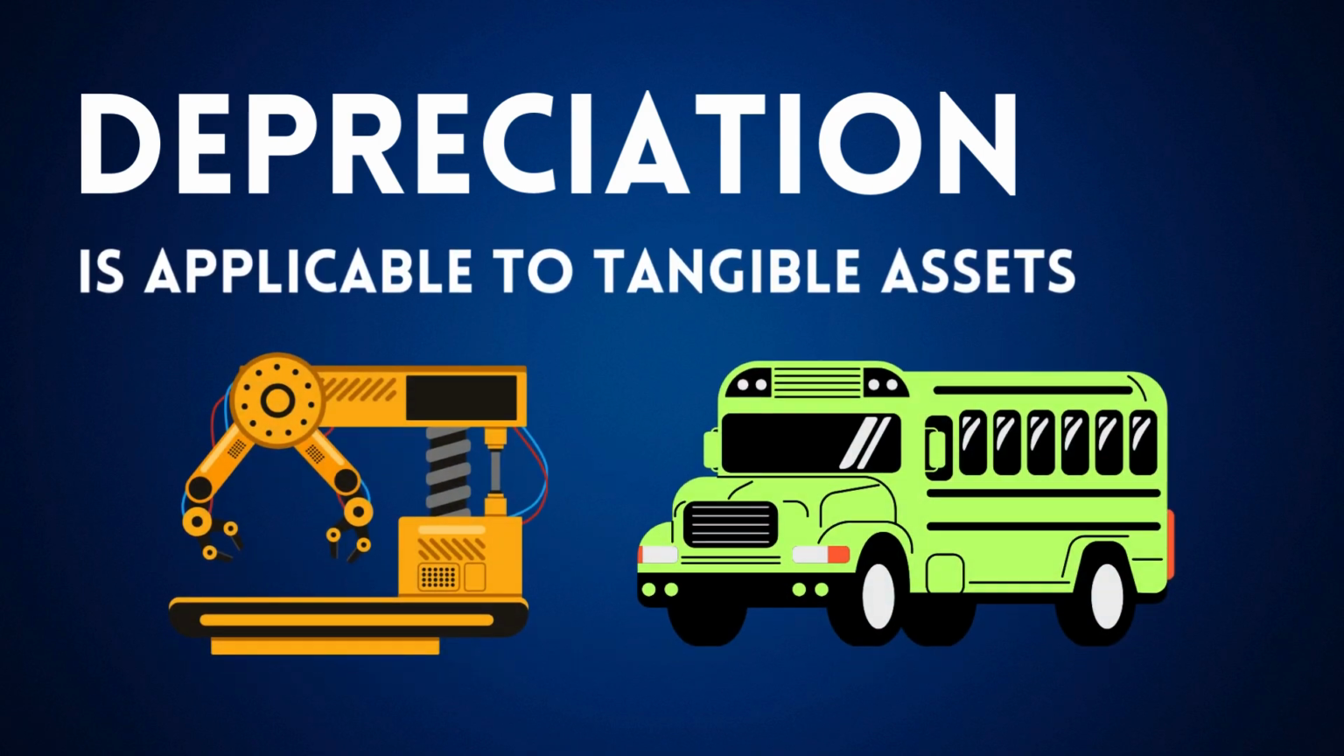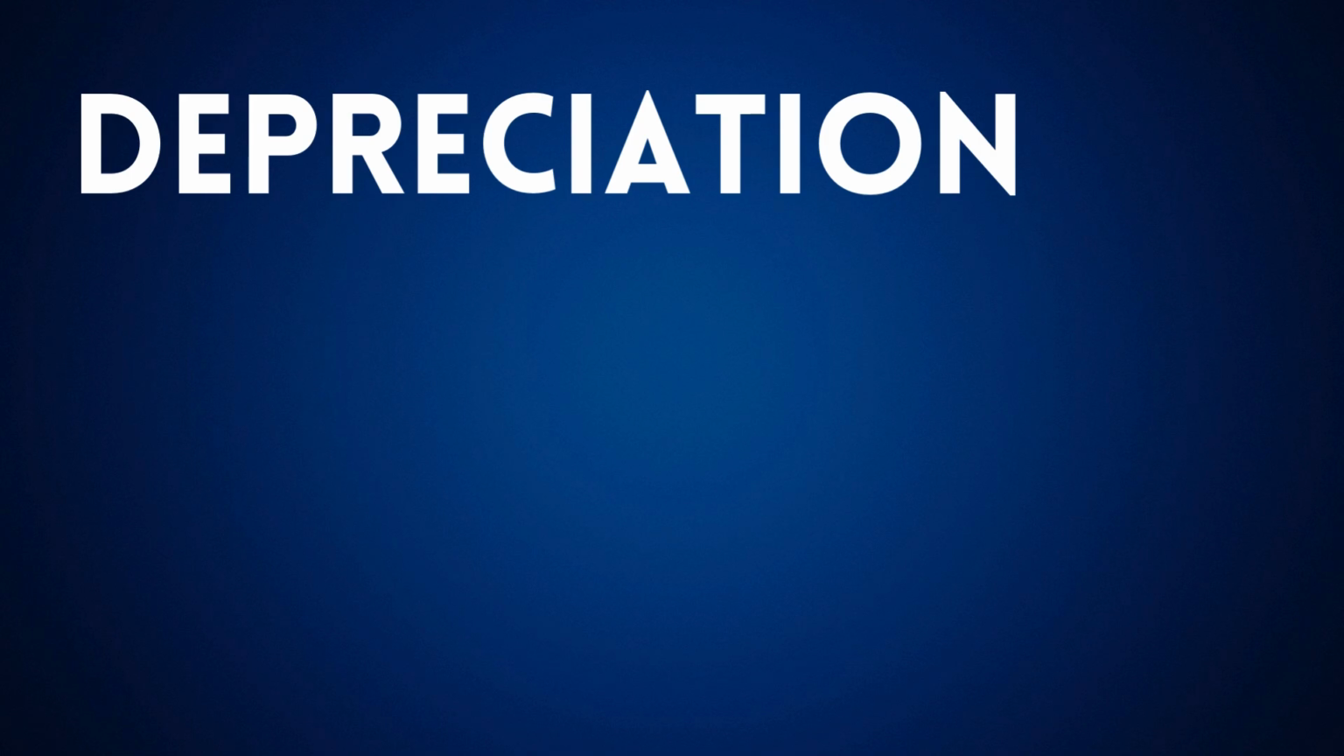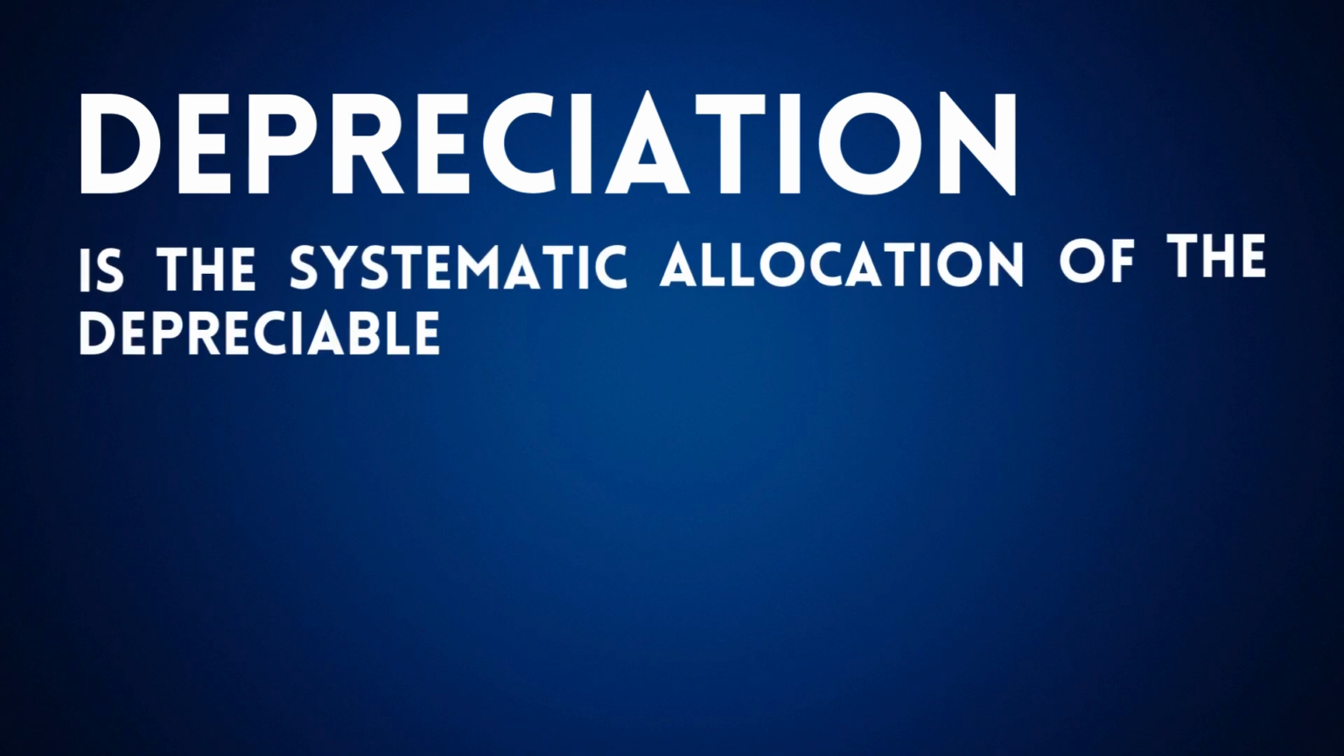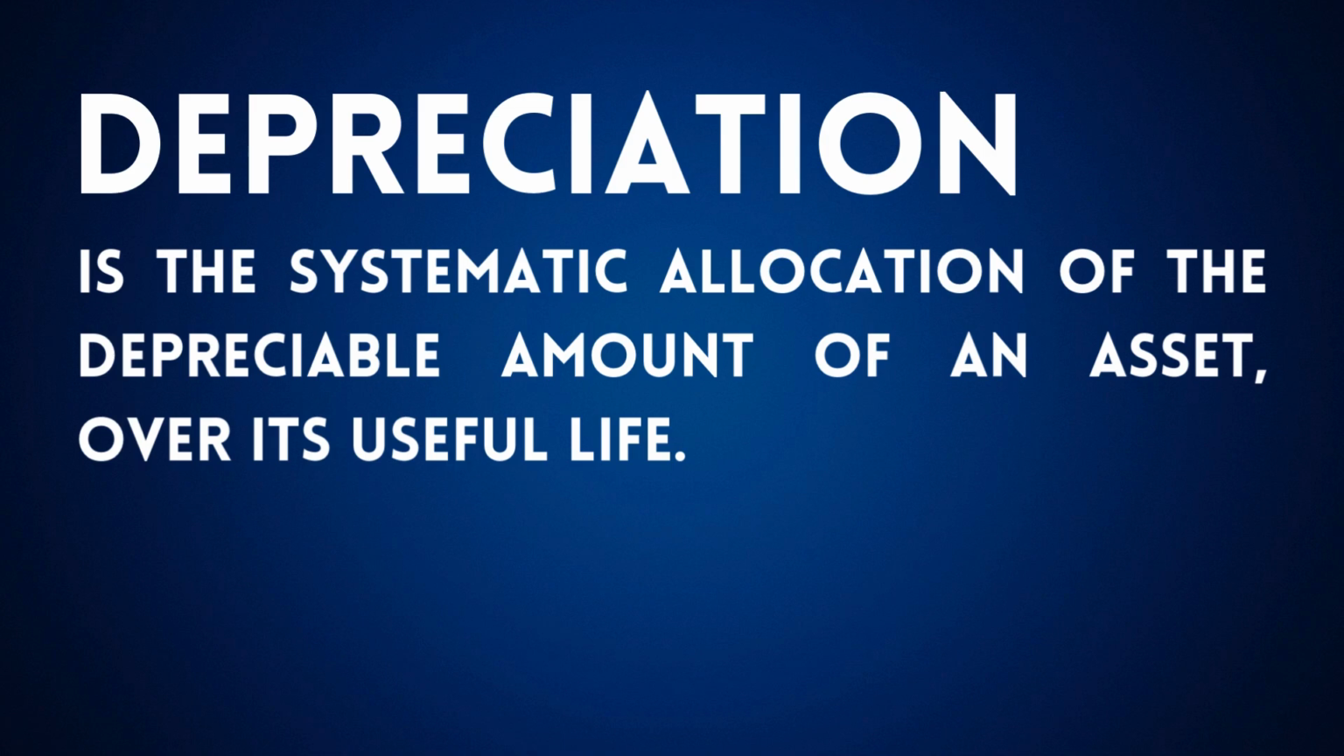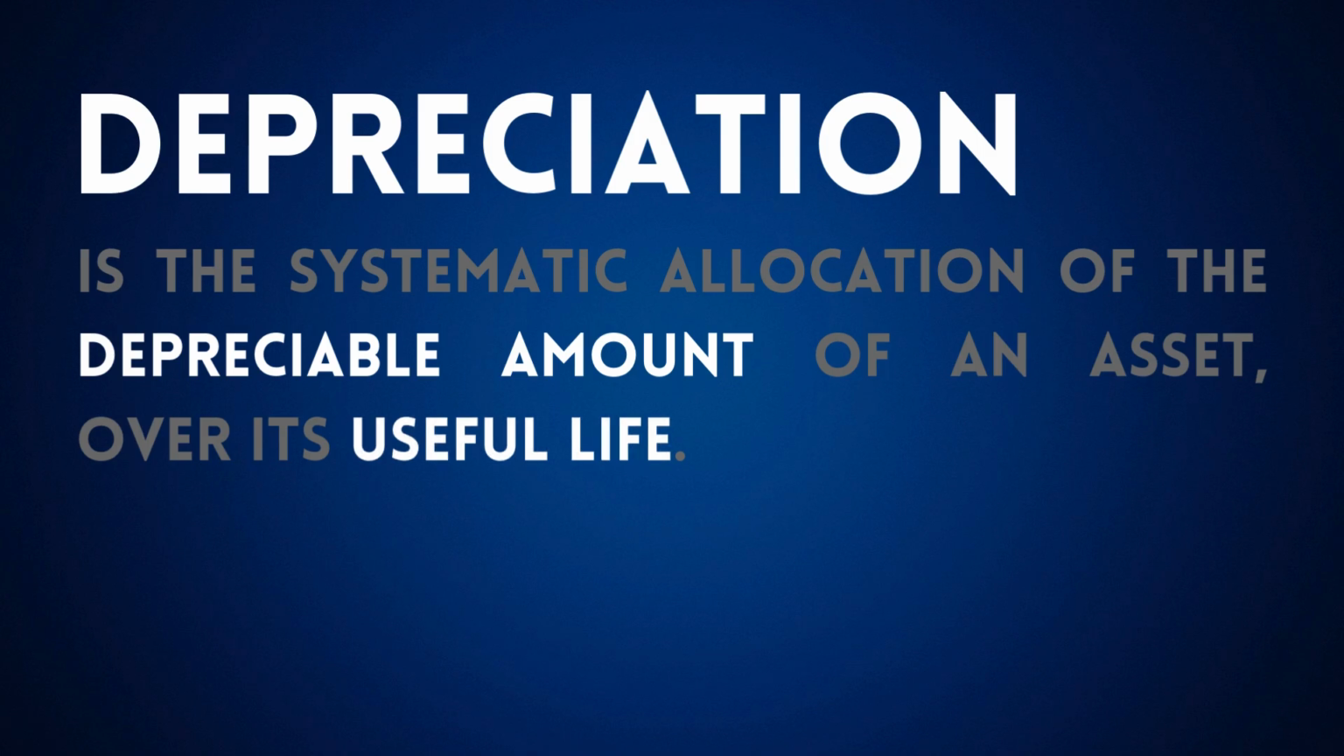From an accounting perspective, we need to define depreciation in a more technical manner, which says that depreciation is the systematic allocation of the depreciable amount of an asset over its useful life. Let's focus on the two key words here: depreciable amount and useful life. In order to have a clear understanding of these terms, let us take an example.